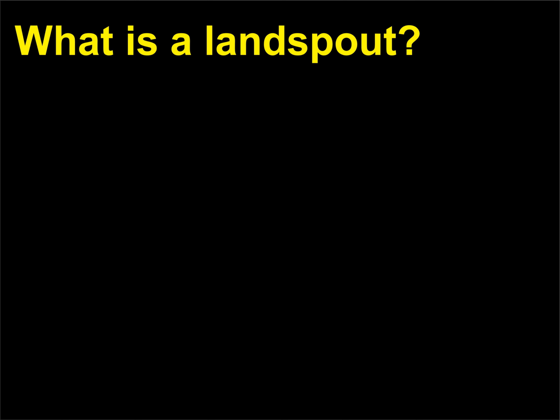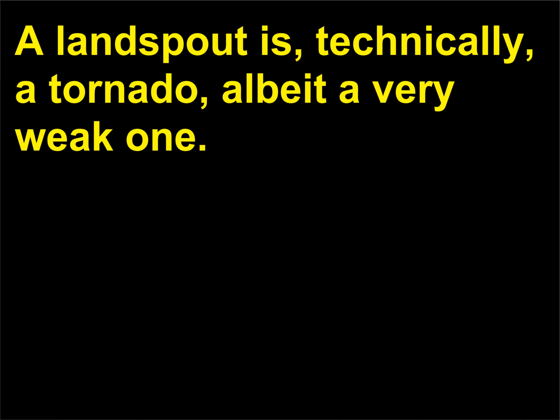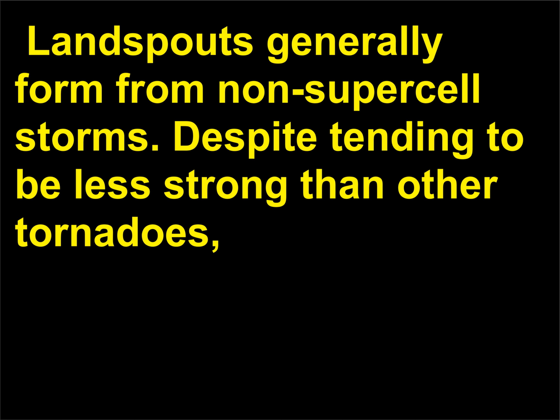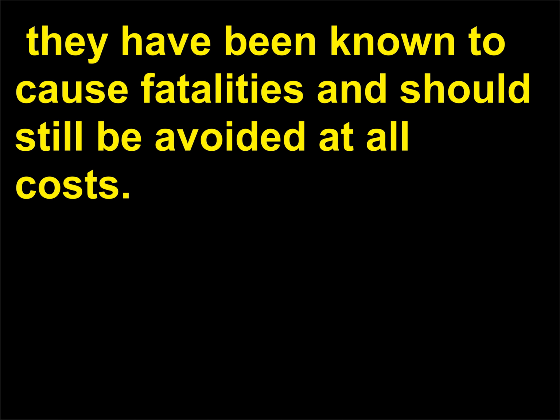What is a land spout? A land spout is, technically, a tornado, albeit a very weak one. Land spouts generally form from non-supercell storms, despite tending to be less strong than other tornadoes. They have been known to cause fatalities and should still be avoided at all costs.